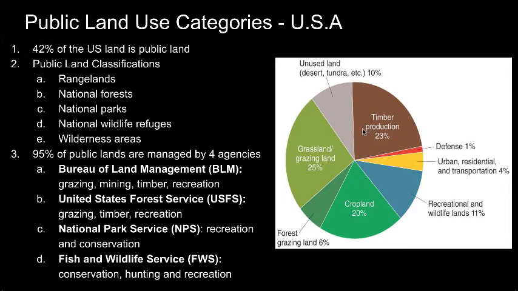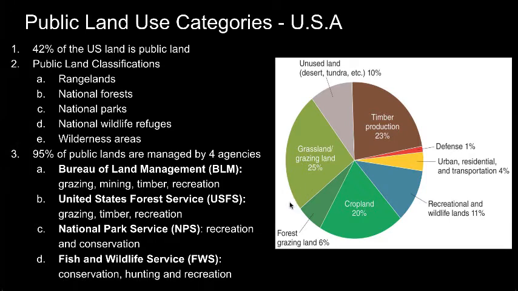So we just have 4 major government agencies that you need to know and kind of how they manage those things. So the BLM is the Bureau of Land Management, primarily responsible for managing grazing, preventing overgrazing, and land use in the rangelands out west. They do other things, mining, timber, recreation as well. There's some overlap between these other agencies.